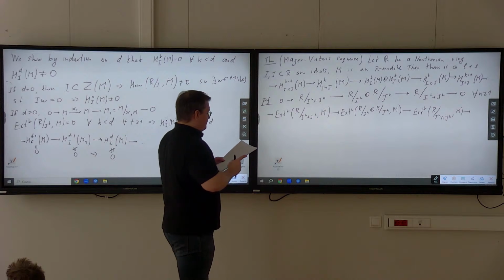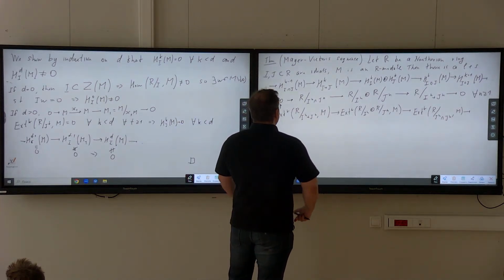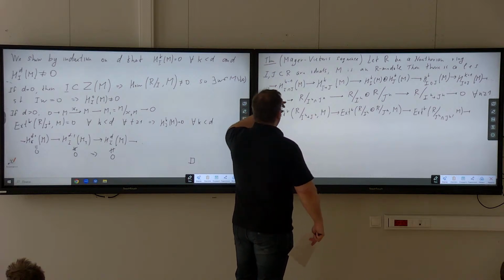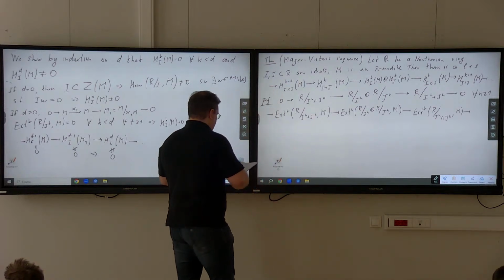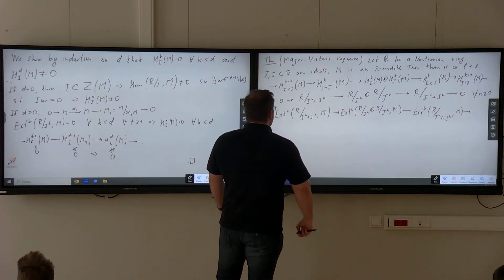Okay, so now I want to go to the limit and see that in the limiting case I'll get exactly the long exact sequence that I want. This requires three little computations that the limits are correct.